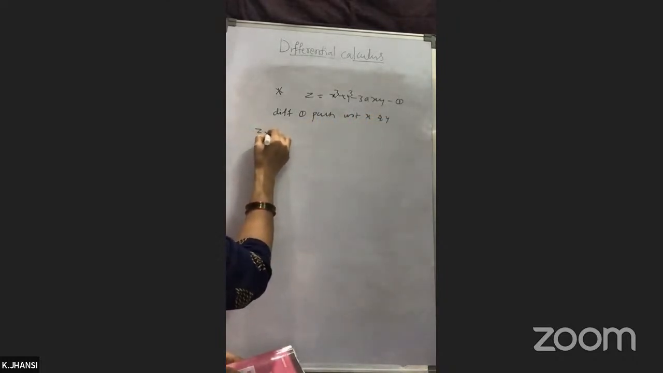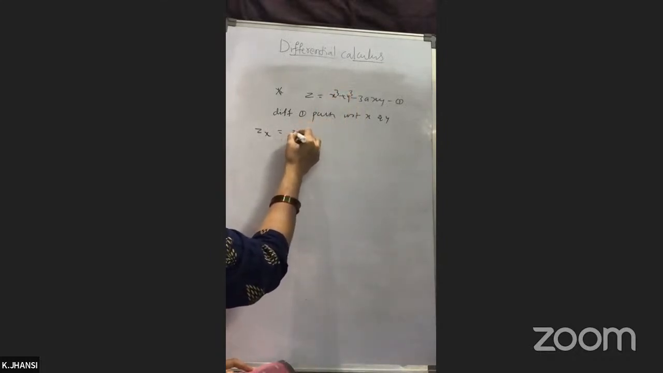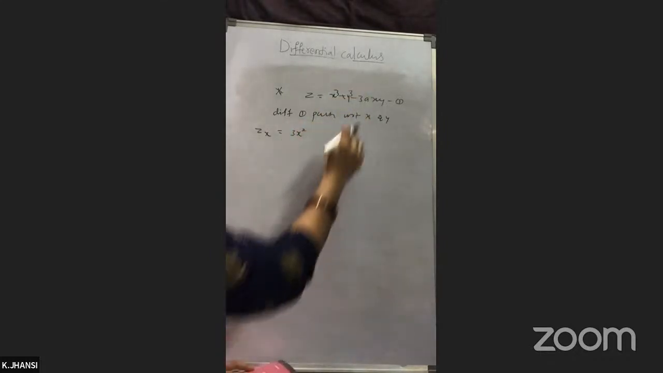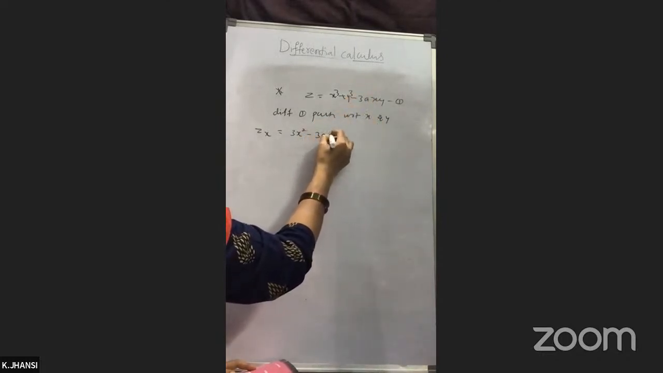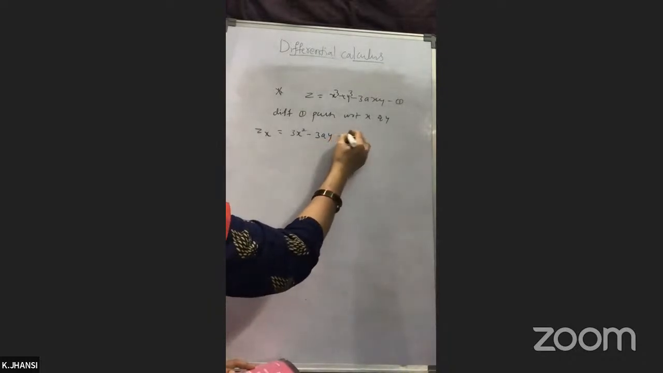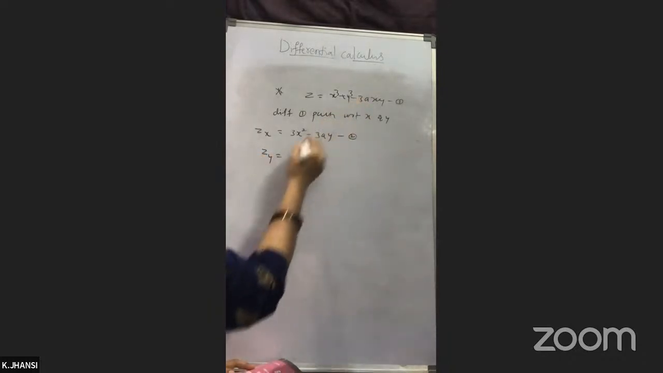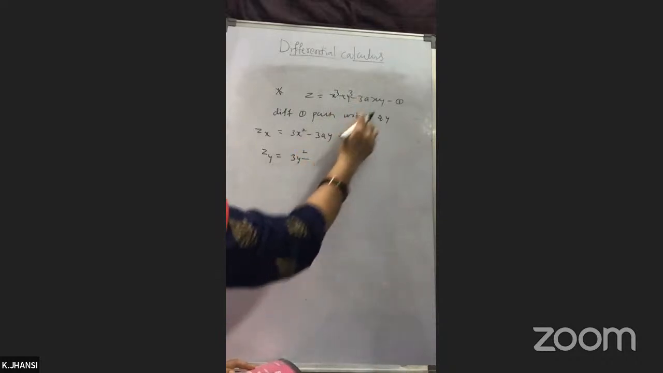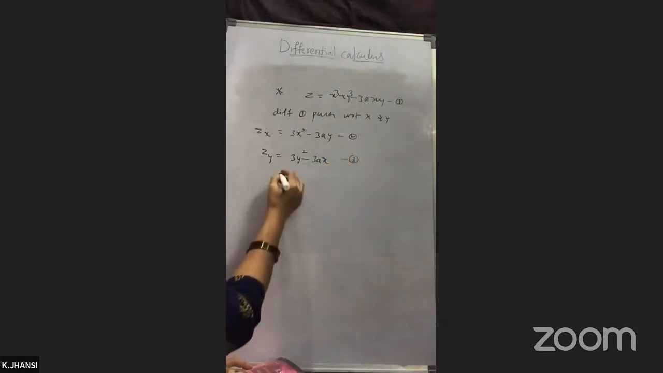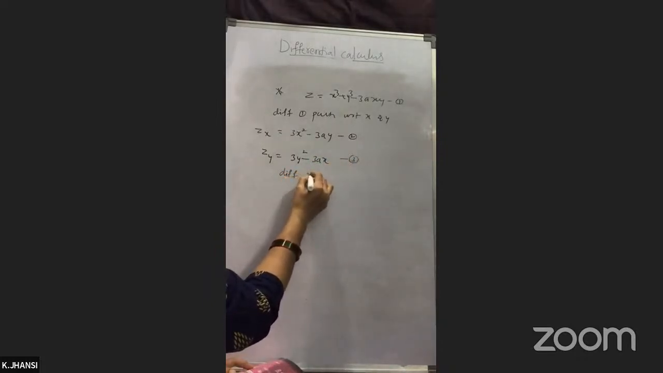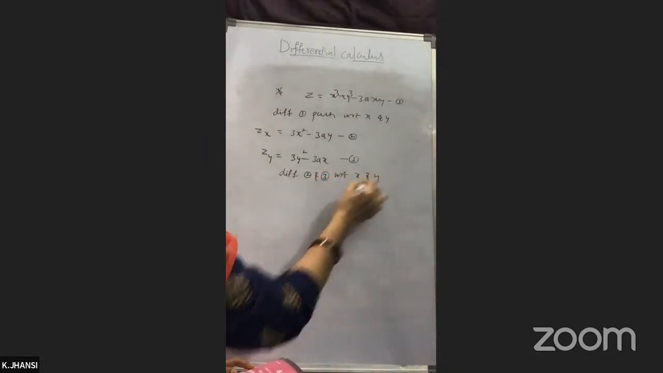So I am representing it like this: zx equals to. Here the differentiation of x cube is what? 3x square, and y cube is 0. And here x is there, so the x value is 1, so minus 3ay. Okay. Next is zy. With respect to y, the differentiation of y cube is 3y square, minus, the y value is 1, 3ax. Okay. Here you write, differentiate 2 and 3 with respect to x and y.